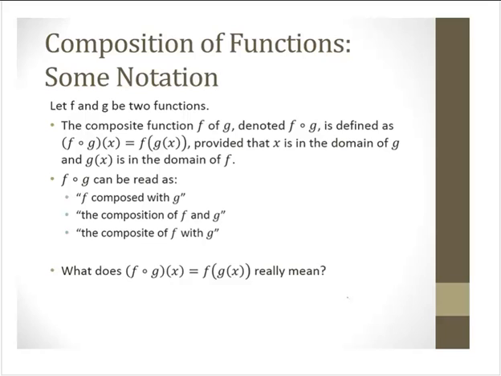Alright, now that we've talked about arithmetic of functions, we also have something called composition of functions. So if we let f and g be two functions, the composite function f of g, denoted f circle g, is defined as f circle g of x, which is f of g of x, provided that x is in the domain of g and g of x is in the domain of f. Different ways we can say this: f composed with g, the composition of f and g, the composite of f with g.